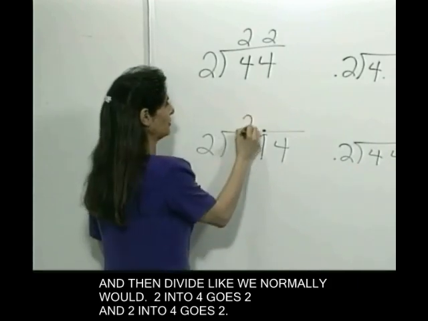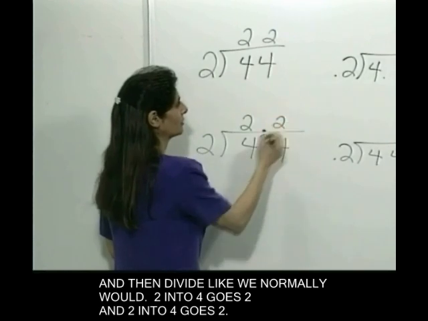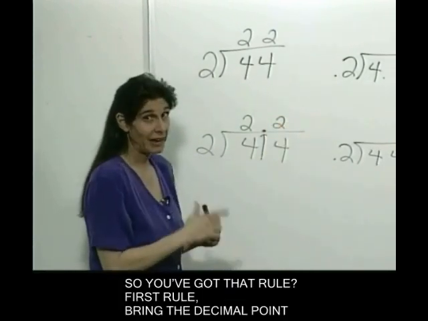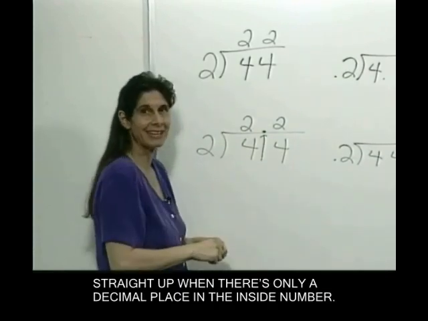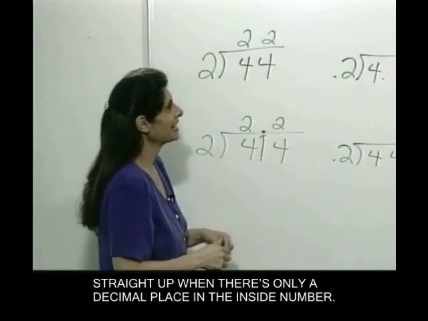2 into 4 goes 2, and 2 into 4 goes 2. So, got that rule? First rule: bring the decimal point straight up when there's only a decimal place in the inside number. And here's another one.